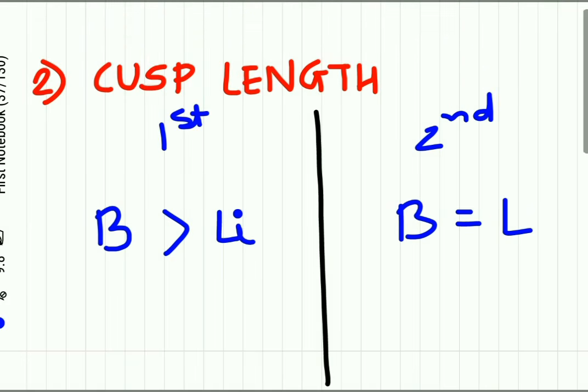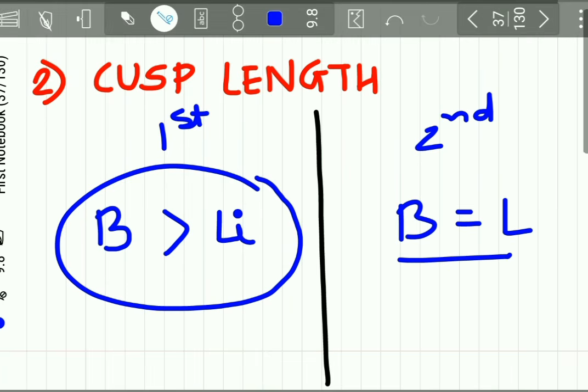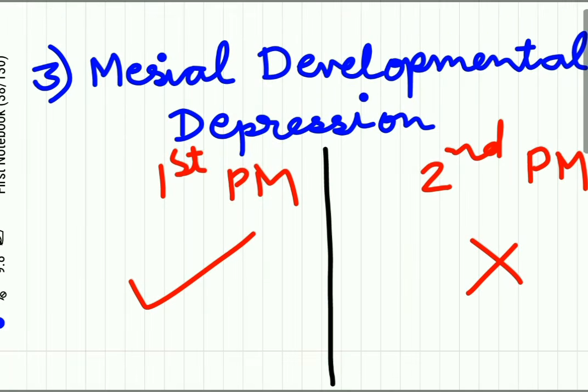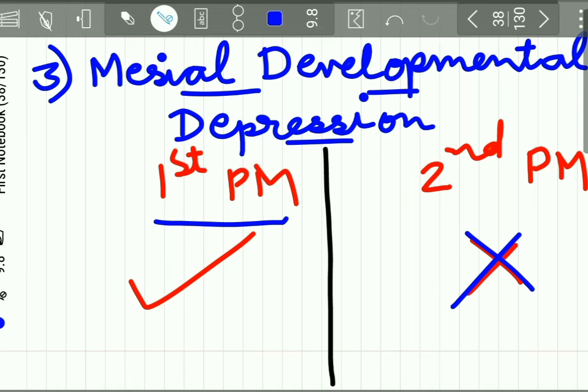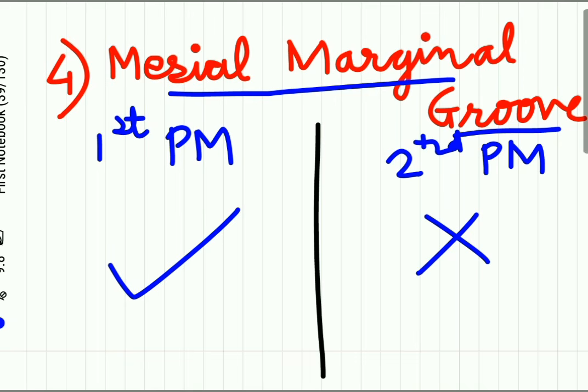Now, the cuspal length. In the first premolar, the buccal cusp is longer than the lingual cusp, while in the second premolar, both are of equal length. Now, the mesial developmental depression is present on the mesial aspect of the maxillary first premolar, and it is totally absent on the maxillary second premolar. Also, the mesial marginal groove is present on the first premolar and absent from the second premolar.